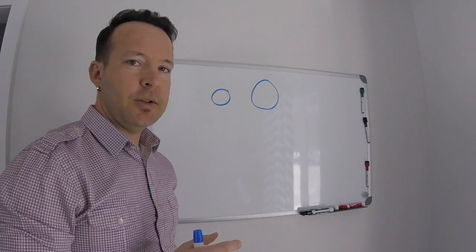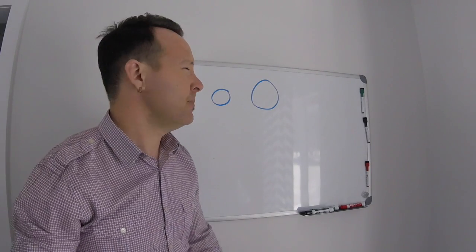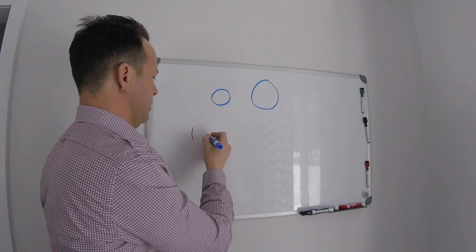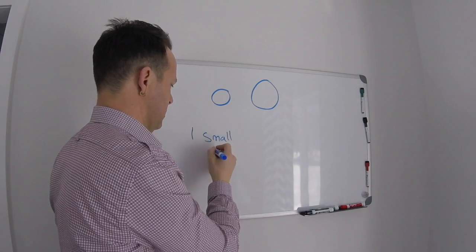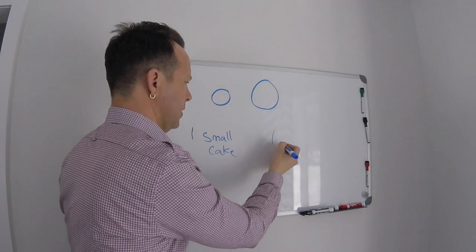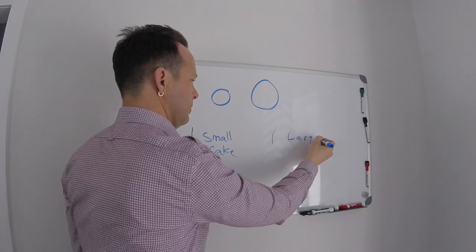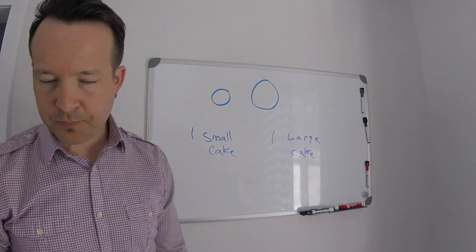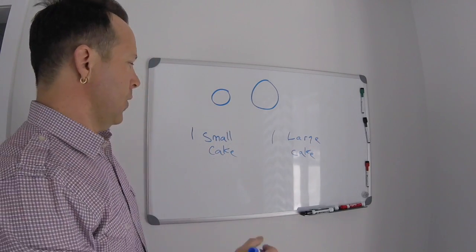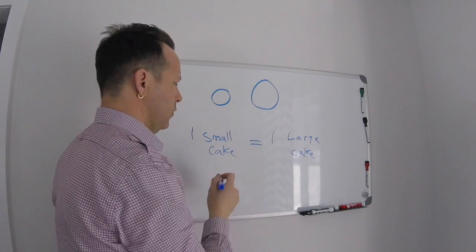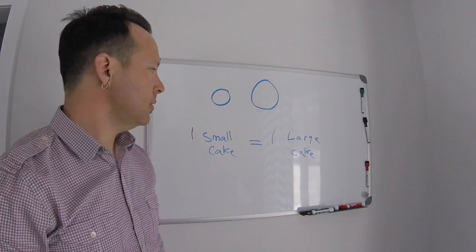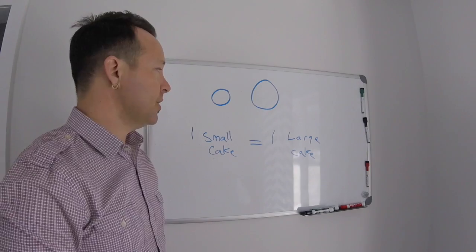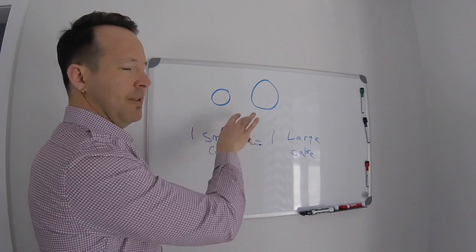Let's pretend that these circles are cakes. I'm getting hungry. Now we have one small cake, and we have one large cake. So we have 2 cakes. Would this statement be true? One small cake equals one large cake? Well, no, obviously not. One small cake does not equal one large cake because of the size of the cakes.